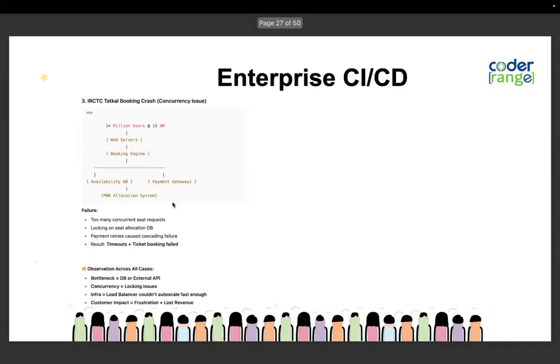Not only this, you would have come across this problem. Let's say in IRCTC, there are 5 million users coming at 10 a.m. The web server will come, and there's a booking engine and an available DB. People are trying to read the DB, and the DB is not responding, or people are trying to go to the payment gateway and payment gateway failures happen. Sometimes payment happens and you don't get the ticket also.